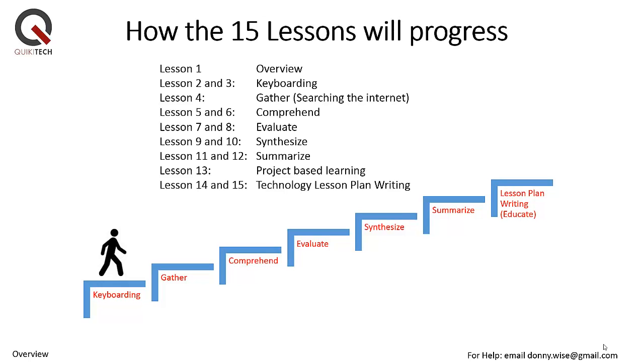So let's look at the entire overview of the class. Lesson 1 is the overview. That's this lesson. Lesson 2 and 3 is keyboarding. That's the first step. Lesson 4 is gathering, which is really searching the internet, being able to find and gather information on the internet that's meaningful. Lesson 5 and 6 is comprehending, which, if you're looking at the little man at the bottom, by the time you get to 5 and 6, he's on the 3rd step.